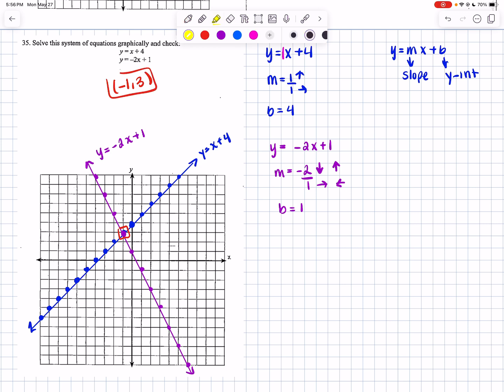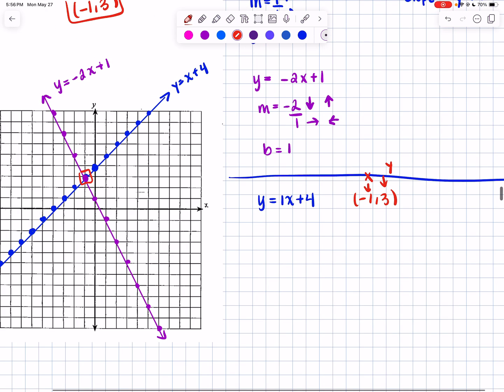Now the question is saying to check it, so we have to plug that point into both of our equations. Our first equation was y equals 1x plus 4, and we said our solution was negative 1, 3. So now we're going to plug in negative 1 for x and 3 for y. So I have 3 equals 1 times negative 1 plus 4.